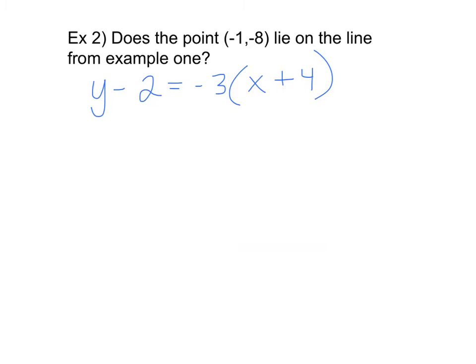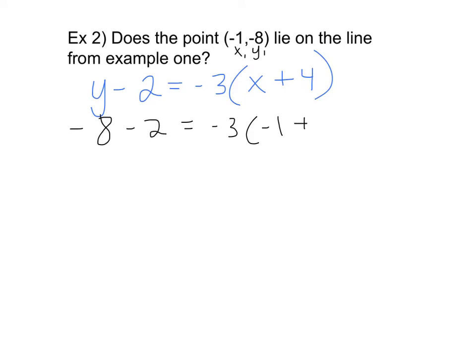All right, so in example 2, we're asked to do what you would call point testing. We're going to test and see if this point, this x1 and this y1, if this point -1, -8 lies on the line from example 1. So I've already written out the line from example 1, and what we're going to do is test this point. Where there's a y, we'll plug in a -8, and everywhere there's an x, we'll plug in a -1.